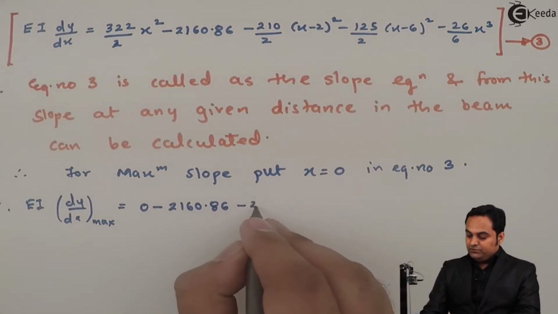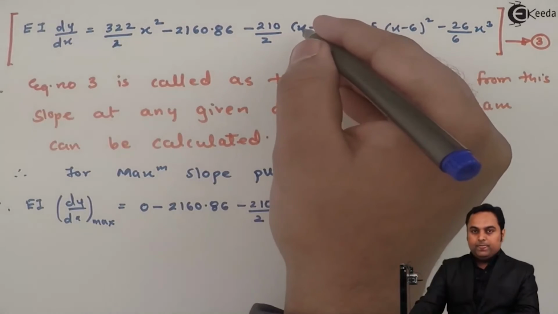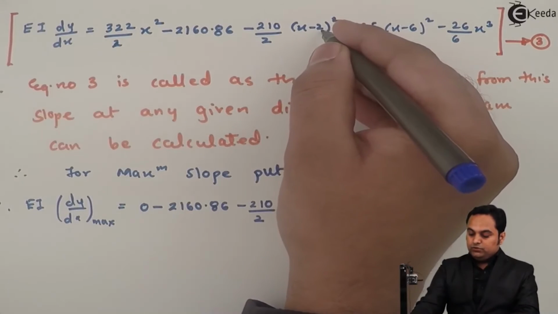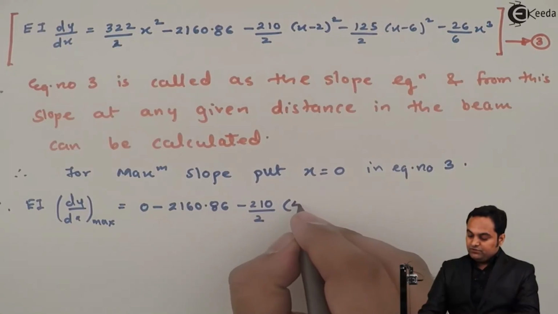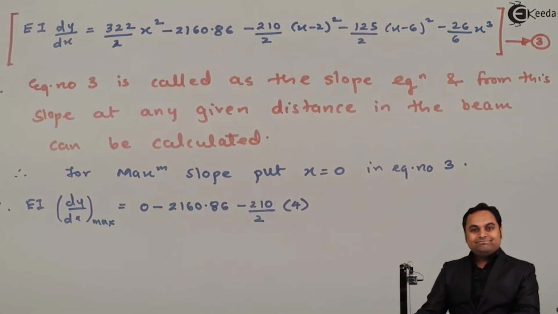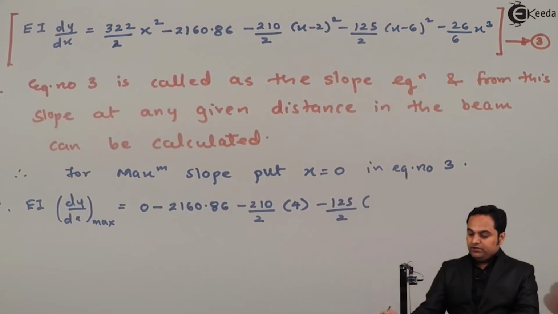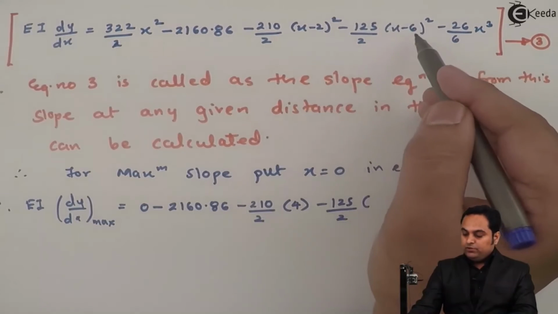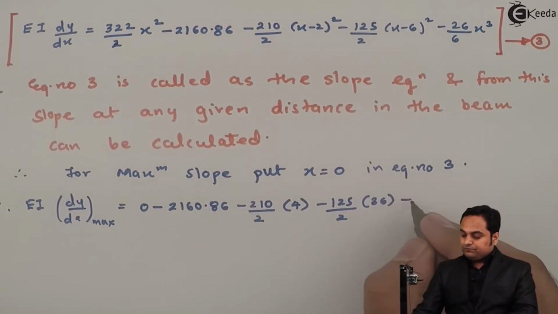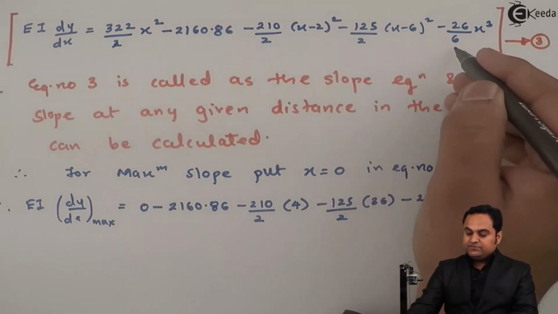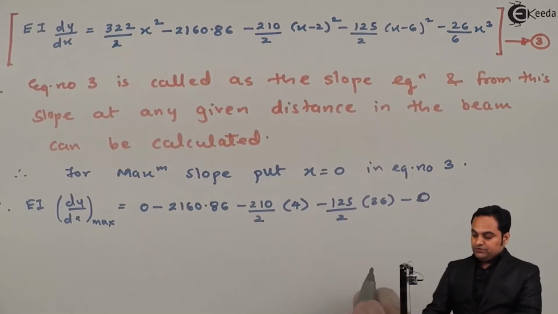Here we have minus 210 by 2. Here if I put 0, this term is minus 2, so minus 2 square, that becomes 4. Then minus 125 by 2. Here, if we put the 0, minus 6 square, that becomes 36. Then minus 26 by 6, x cube, x is 0, so the last term also becomes 0.